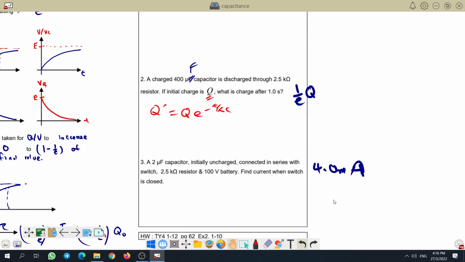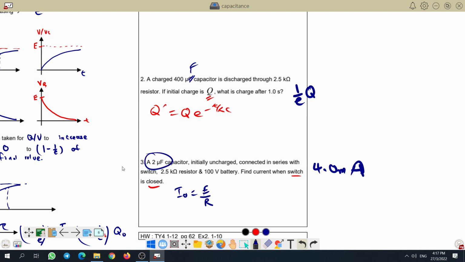Finalnya I bukan kosong kan? Tapi dia find current when switch is closed. Sebenarnya dia mau I naught. Mula-mula dia uncharged, lepas tu dia charge. Maksudnya bila dia close itu kapasitornya masih uncharged, masih kosong. So it's actually just I naught equals E per R. That's all. Sebenarnya dia mau cari I naught. So E per R. That's all.